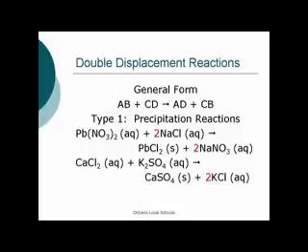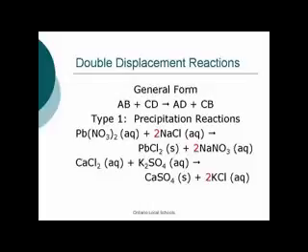Double displacement reactions, the general form here is compound AB plus compound CD will yield new compound AD plus new compound CB. Now A and C are metals generally, and B and D are nonmetals, usually anions, and the exception to this is when you have an acid, but generally A and C are metals.